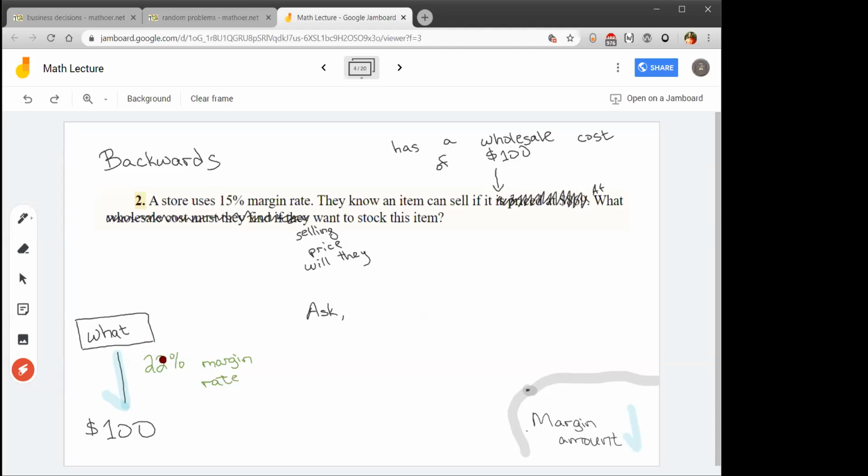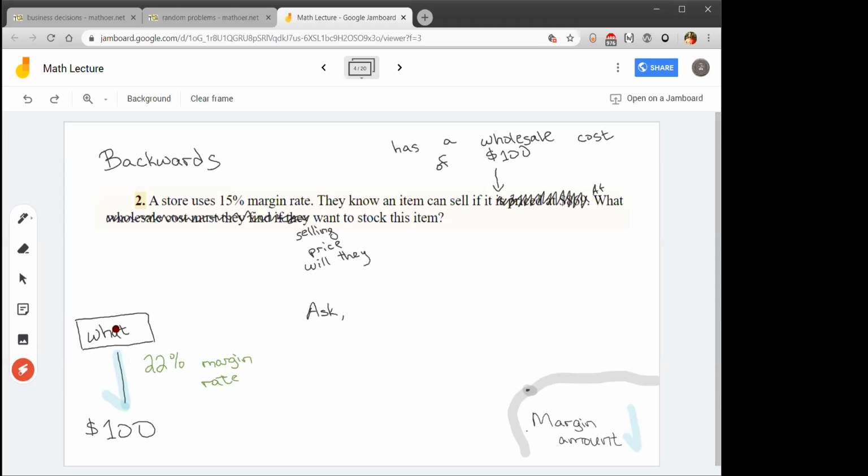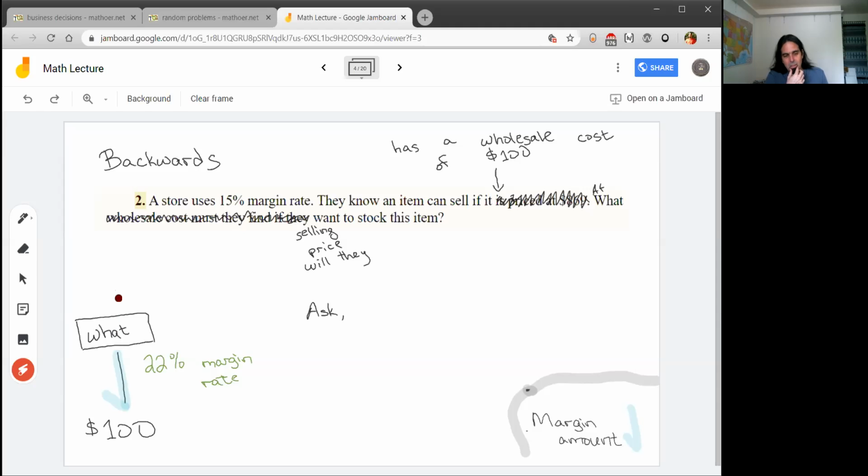Wouldn't it be 100 is 22% of what? No, that's not right either. I think what we want is that if we go down 22% and we get to 100, then what's left is, wow, this is confusing. I haven't done one of these in a while. Let me try drawing a circle. Sometimes that helps me.